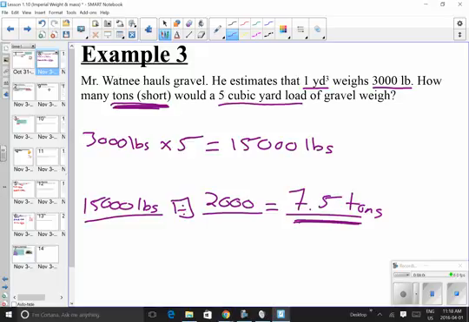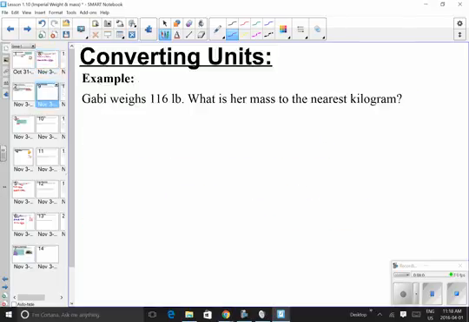Let's do one more example. Gabby weighs 116 pounds. What is her mass to the nearest kilogram? So on your formula sheet, you should be able to find that 1 kilogram is the same thing as 2.2046 pounds. I can't remember how many decimals you have on your formula sheet. However many is on your formula sheet, that's how many you should use.